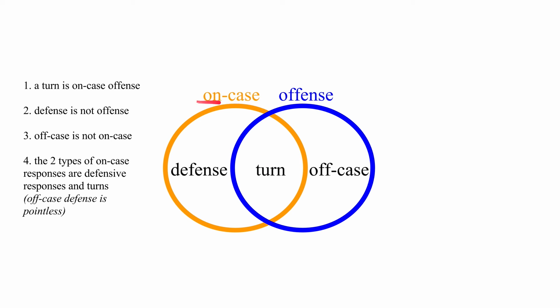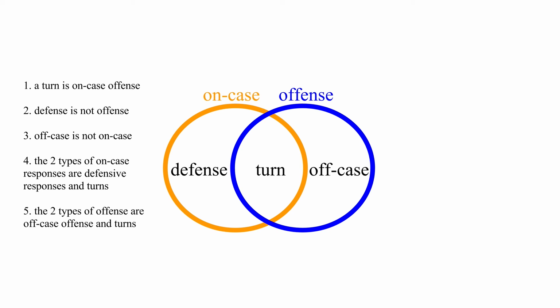So in this on-case circle, we have the defense section and then we have the turn section. And an important corollary to this is that you can see that defense is very clearly different from off-cases. Because off-case defense is pointless. There's no reason to bring out an entire off-case and use your time just to point out that there is some impact that neither side is winning. So if you're going to bring up an off-case, it better give you some offense.